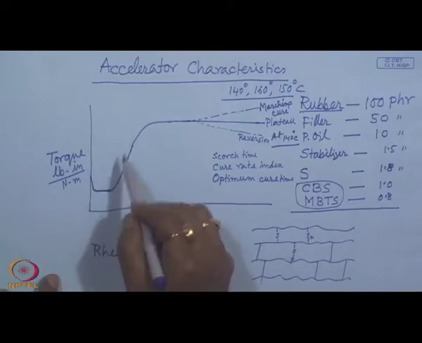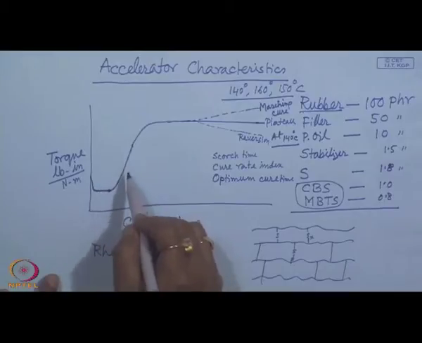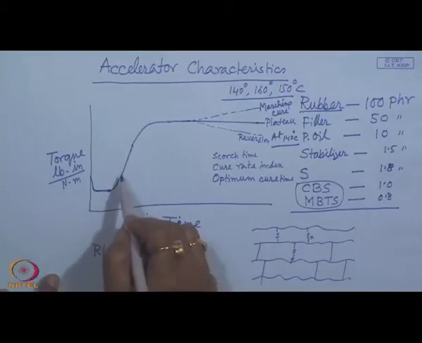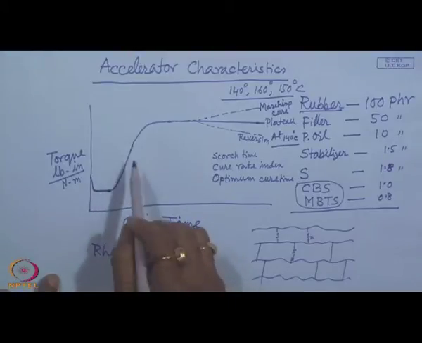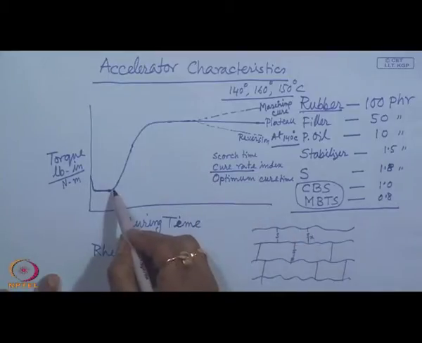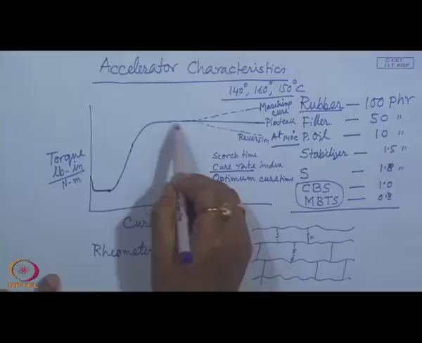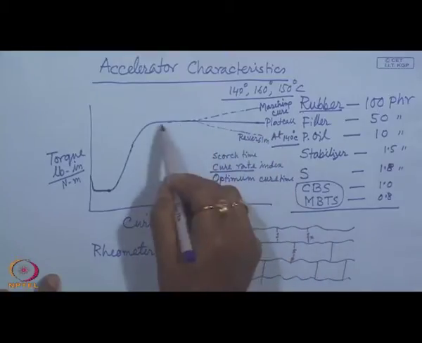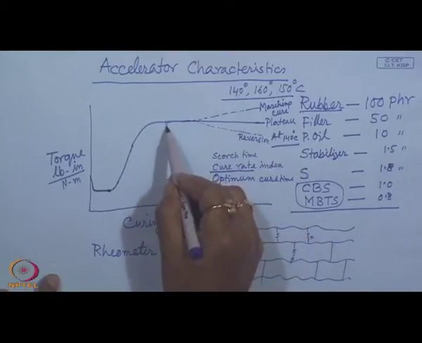The slope of this curve is the cure rate. The slope of the cure rate can be obtained from the slope of this torque versus time, these two parameters. The ratio of these two parameters gives the cure rate index. Now, this is the maximum cure for this particular plateau effect. If we say this is the maximum torque.